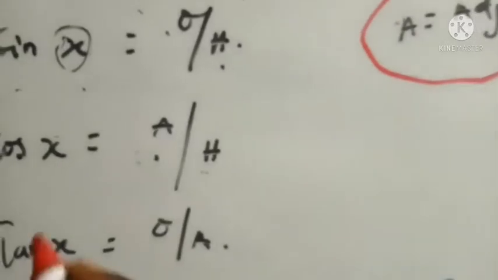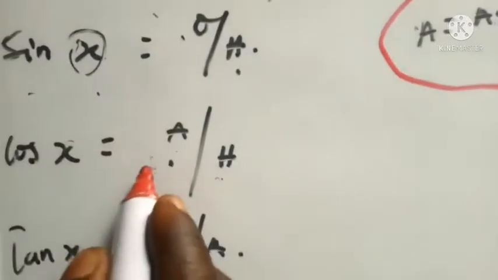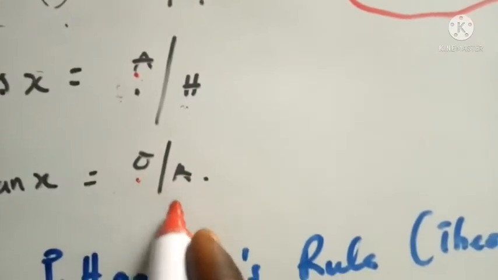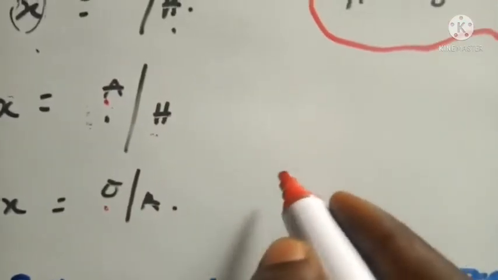So for the cos of s, that gives us the adjacent over hypotenuse, and the tan is equal to opposite over adjacent. So we use something to memorize that, which is what we call SOH CAH TOA.